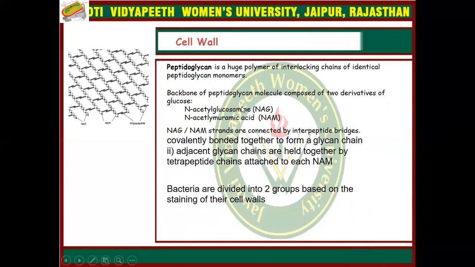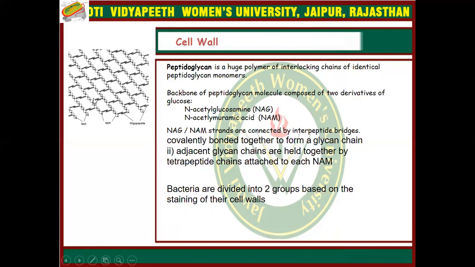Now the cell wall. The cell wall is an important part of bacteria and prokaryotes. It provides shape. It provides defense. If the cell wall is degraded, the bacterium is killed. The bacterial cell wall is composed of peptidoglycan, a huge polymer which is interlocked in itself. They are interlocked here. The cell wall is composed of the peptidoglycan.